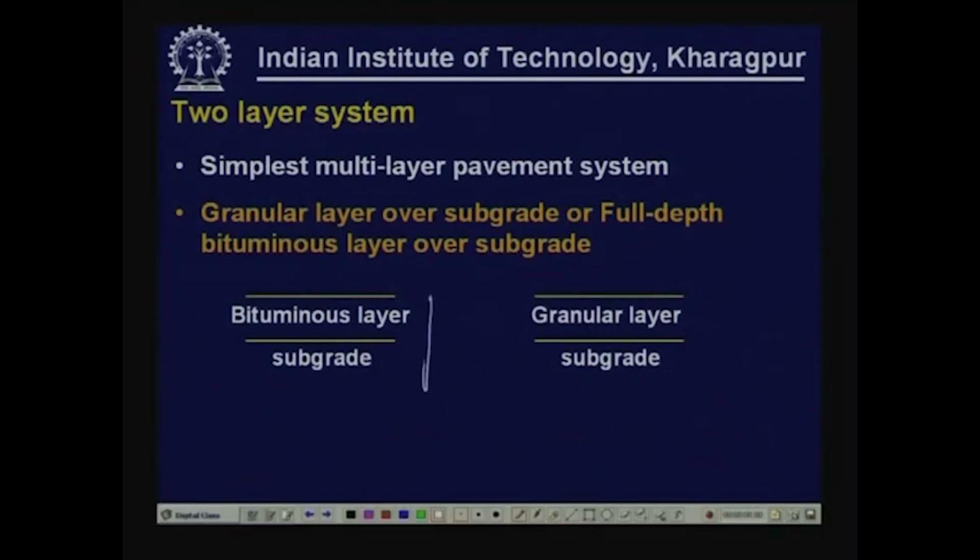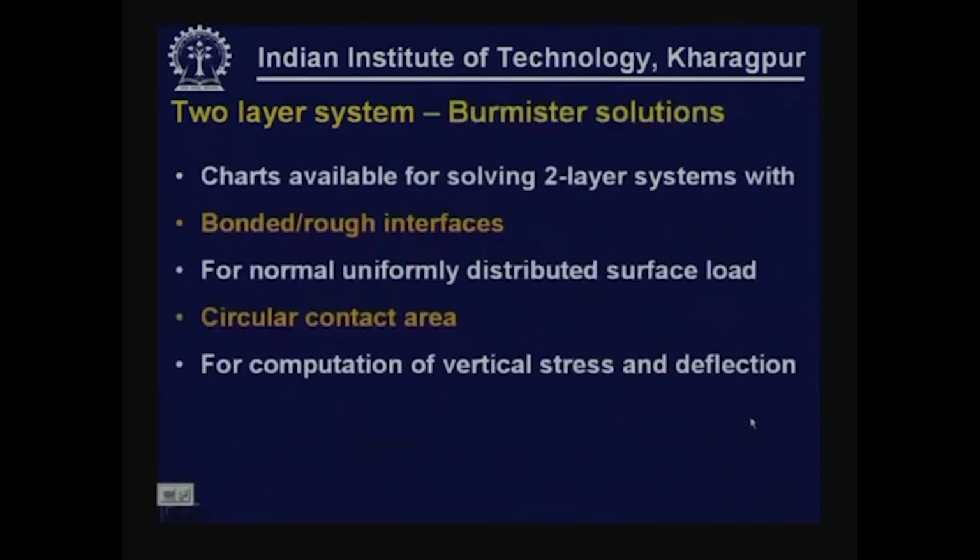So, this is a full depth bituminous pavement, and this is a full depth granular pavement. For this also, Burmister has given solutions for solving two layer systems on the basis of linear elastic layer theory. A number of charts are available for solving two layer systems with rough interfaces, and for normal uniformly distributed surface load, this is the most common assumption that we make about surface loading, and for circular contact area, typically charts are available for computing vertical stress and deflection.